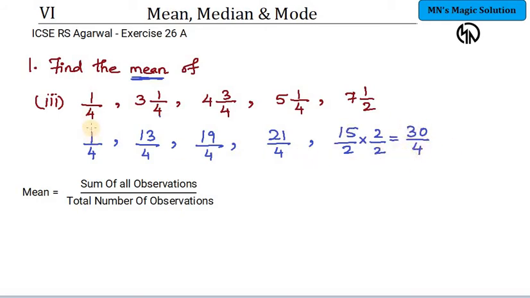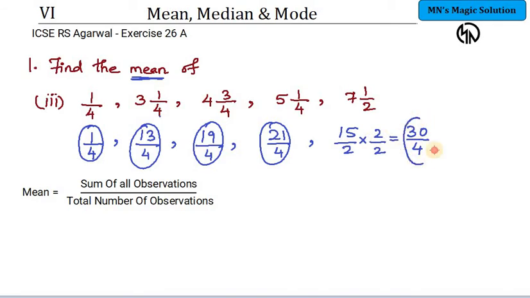So how many datas do you have in all? 1 by 4, 13 by 4, 19 by 4, 21 by 4 and 30 by 4. 1, 2, 3, 4, 5. 5 datas we have. So what is the sum of all observations? Since all of them have the same denominator, let me take the denominator as common, and I have to add the numerator part. What is it? 1 plus 13 plus 19 plus 21 plus 30 divided by 4. This is the sum of all observations.